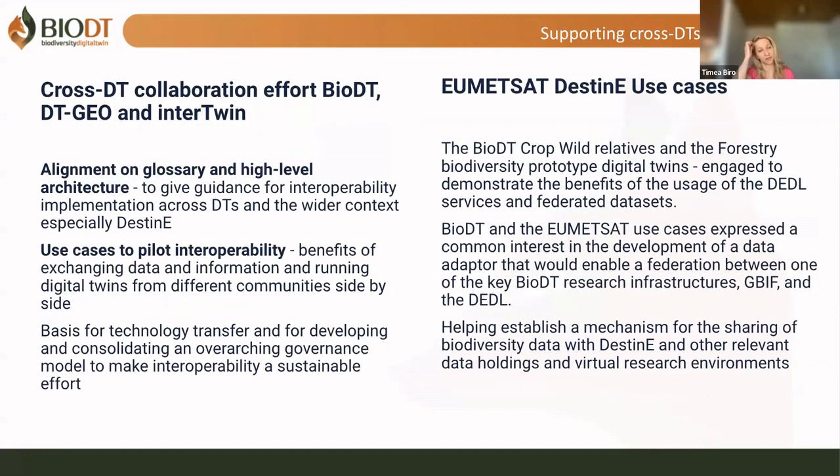Another category of collaborations that we wanted to highlight is the cross-DT collaboration that we have with the InterTwin project that was mentioned earlier, and also with another project, DTGeo. So all three projects, BioDT, DTGeo, and InterTwin, are sister projects, if we can call them that, and there is an ongoing effort that aims at the alignment of a glossary, so the terms being used throughout. That would help, of course, not only the communication, but also the alignment in terms of technical aspects and standardization. And also there is a higher level objective of aligning the high level architecture that would help guide the interoperability between these initiatives.